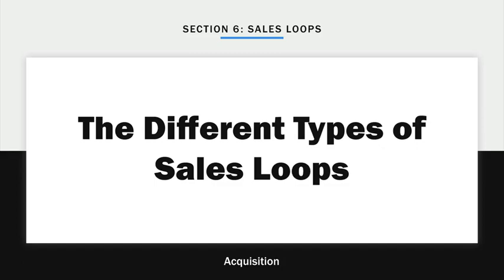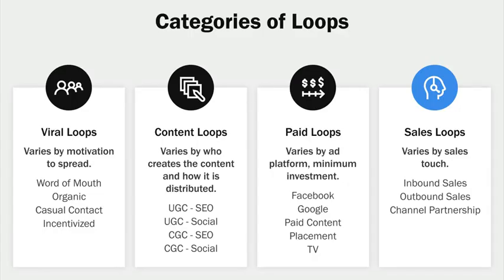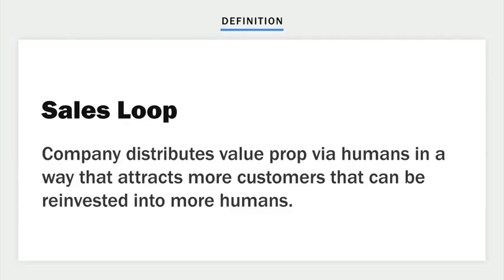In this section, we're going to kick off talking about the fourth category of acquisition loops, the sales loop. A sales loop is pretty simple. It's where a company distributes the value prop via humans using a sales force in a way that attracts more customers. And as we attract more customers, we can reinvest that capital into more humans.